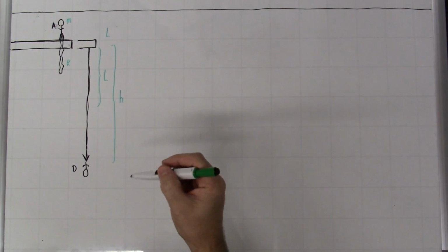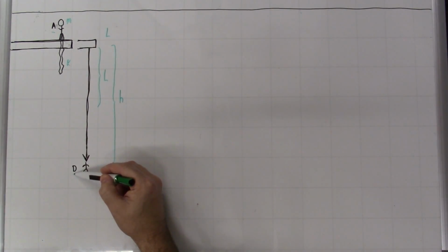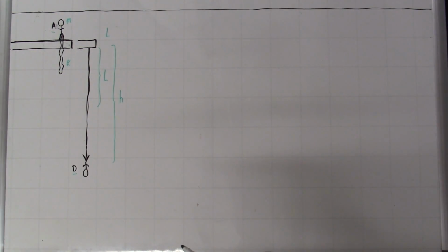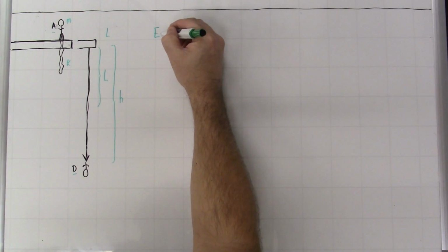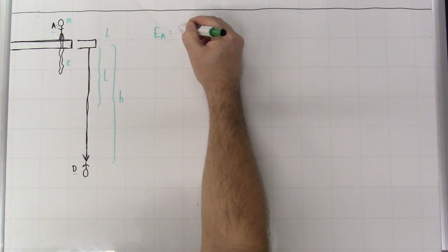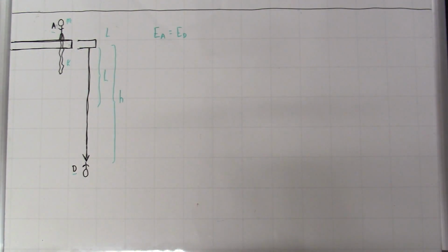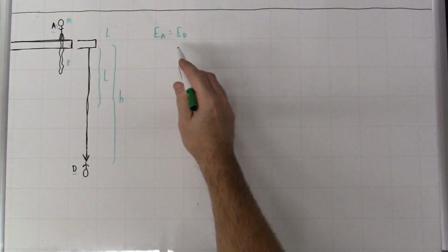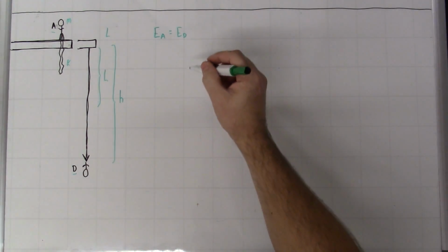So when we think about the energy situation, if we call the original position A and the full stretch position D, the question is, how do these energies relate? Well, what do we know? We know the energy at A has to be equal to the energy at D. This ignores any air resistance that might generate some friction or heat lost to the surroundings, or any heat that would be generated during the stretching. This is the easiest way to solve this problem.